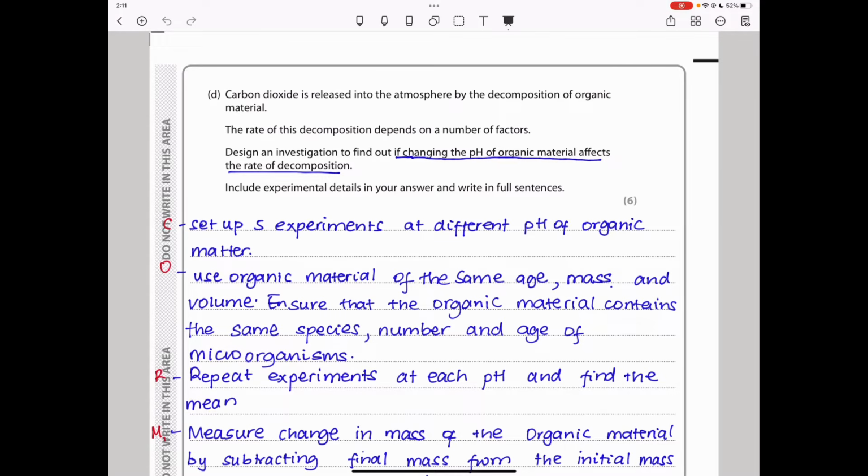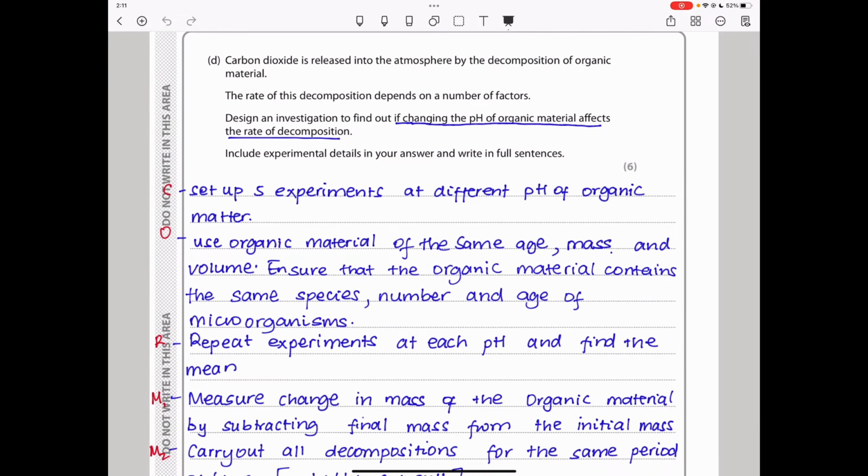And another key thing we have to know is you have to use at least 5 different experiments. Using less than 5 will make the results maybe not reliable because you have not varied the pH enough, so you have to make more variations in order to make your results more reliable. So this question is asking us to include experimental details in your answer and write in full sentences.